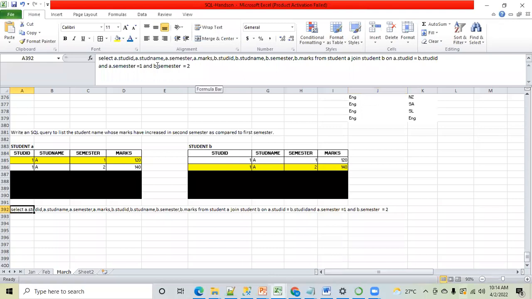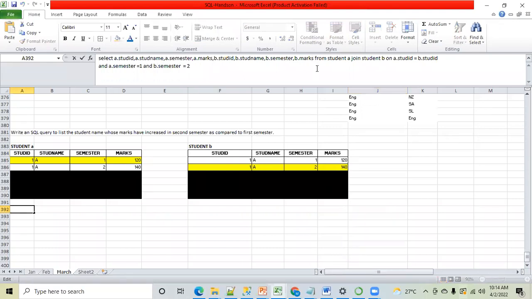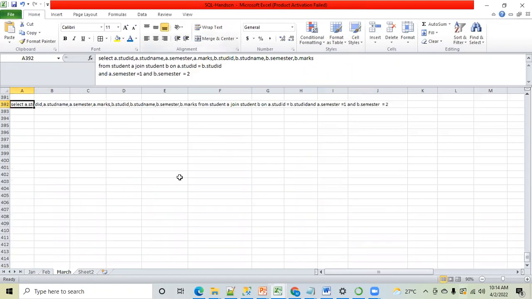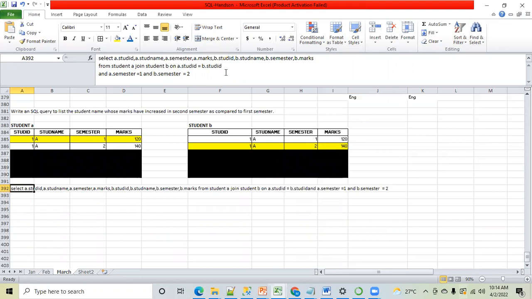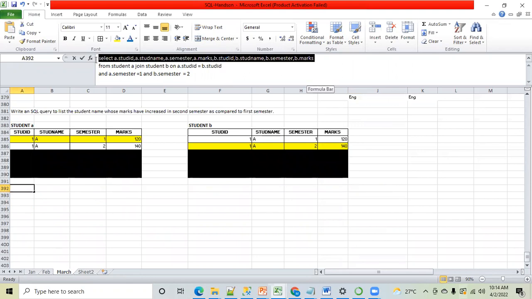Now coming to the query. Take your time. Don't be in a hurry. Don't think that we are taking a lot of time. Keep some patience. Any question in this first line? No. The first line is your select clause. No logic, no concept, nothing I have done. Just the columns, whichever are there, I have just pasted here: student ID, student name, semester marks.